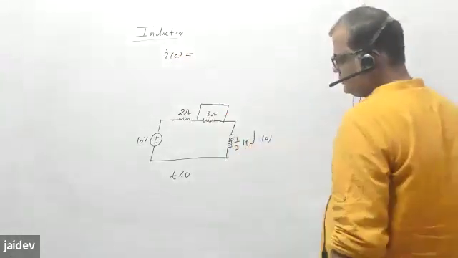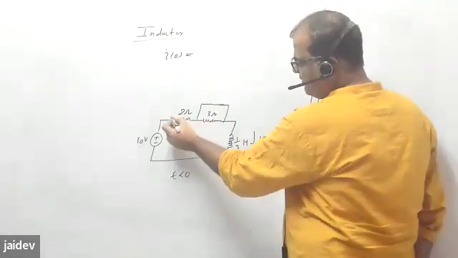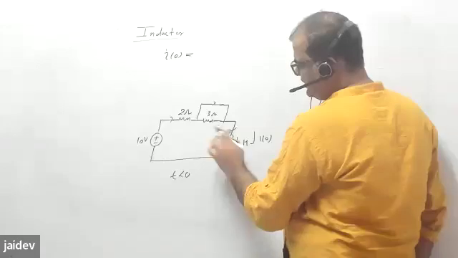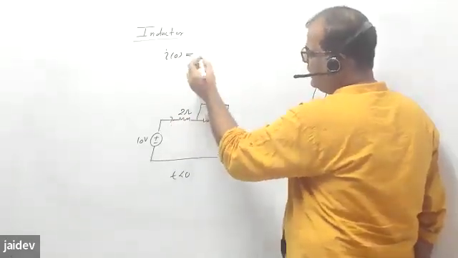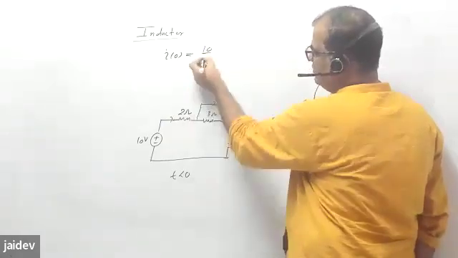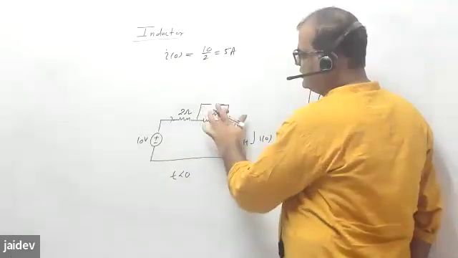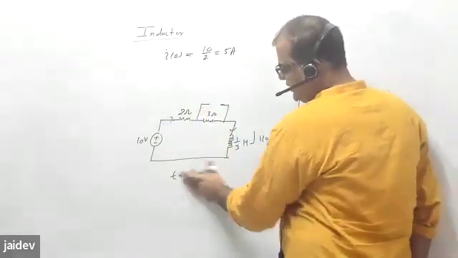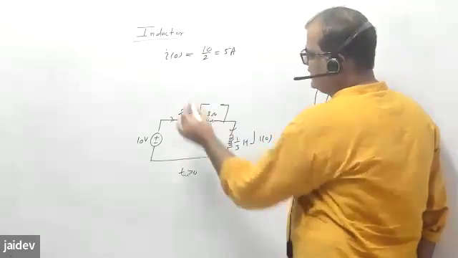Sir, 5 ampere. This becomes short, so current will come here and directly go through. This has 0 resistance, so you have only 2 ohm. So I naught will be 10 divided by 2, that is 5. Very good. And now you will remove this one for t greater than 0. Now what is I infinite?